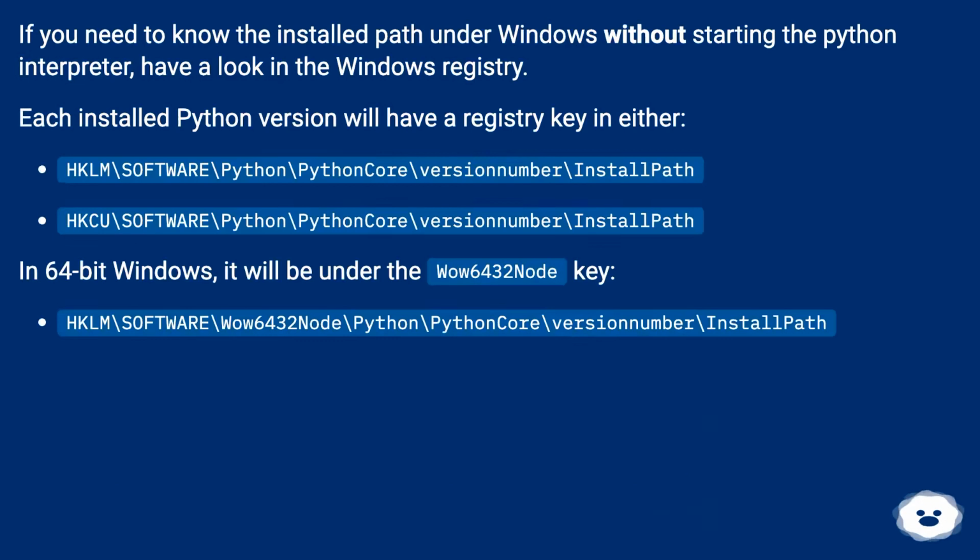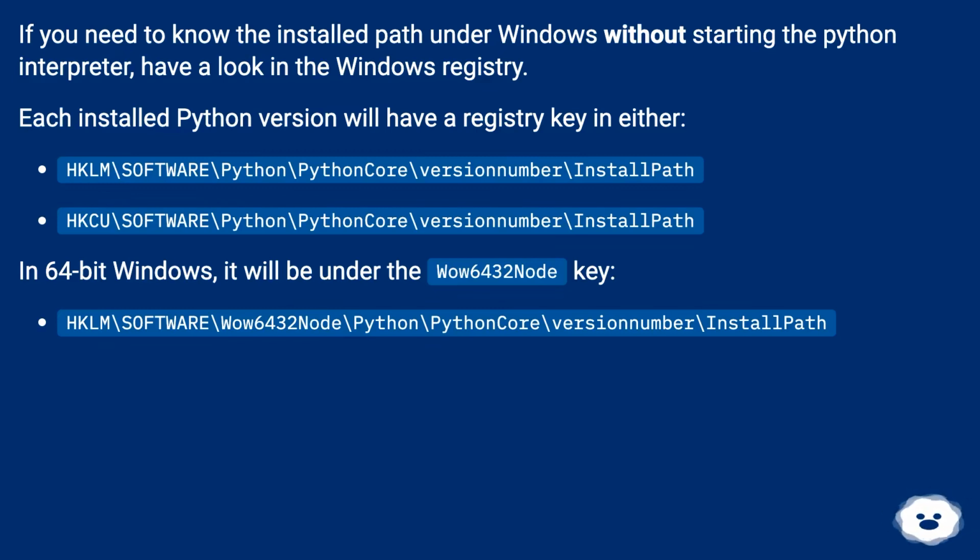If you need to know the installed path under Windows without starting the Python interpreter, have a look in the Windows registry. Each installed Python version will have a registry key in either HKLM\Software\Python\PythonCore\version number\InstallPath, or HKCU\Software\Python\PythonCore\version number\InstallPath.